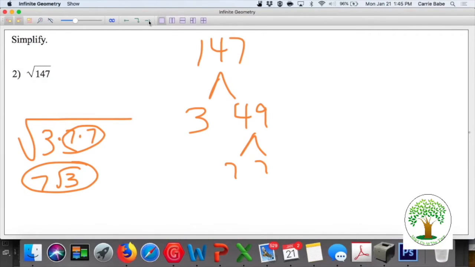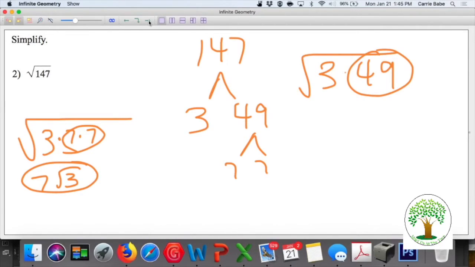Okay, so if I would have done it like this, 3 times 49. You know the perfect square root of 49 is 7. This becomes a 7 on the outside. And the 3 stays in. It's the same as you got over there.